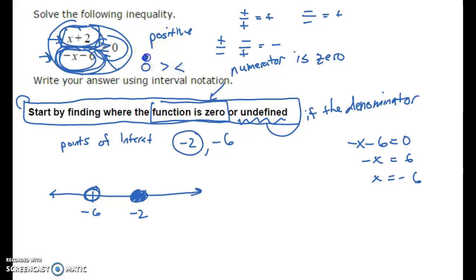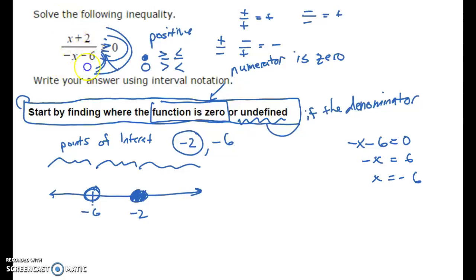It'll be a closed circle if you're dealing with this or this. Alright, so moving on, what we're going to do next is these 2 points of interest have broken the number line up into 3 separate regions. And I'm going to do this thing where I just pick a number from each region. I'm going to plug it into the original expression. And all I'm really looking at is the sign of the number. I don't really care about the value. And we'll just see what happens.